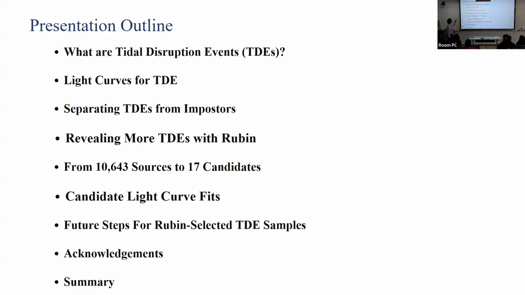This is my presentation outline. We'll talk about TDEs, light curves, how to separate TDEs from imposters, how Rubin is revealing more TDEs, how do we narrow our candidate from the sources, candidate light curve fit, future steps for our project, acknowledgement, and summary.